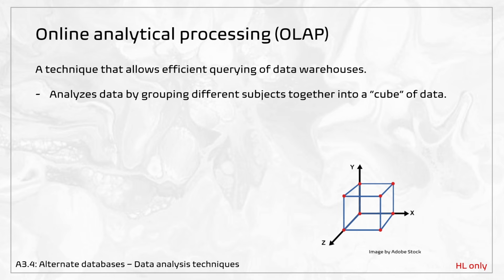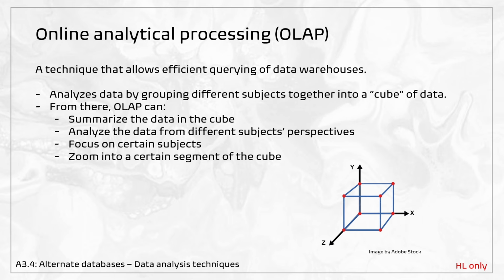Remember that one of the features of data warehouses was that they're subject-oriented. OLAP takes this further by relating subjects to each other in this cube-like format. Once OLAP has done that, it can then summarize the data within the cube, analyze the data in the cube from different subjects' perspectives, focus on specific subjects, or zoom into a certain segment of the cube for deeper analysis.